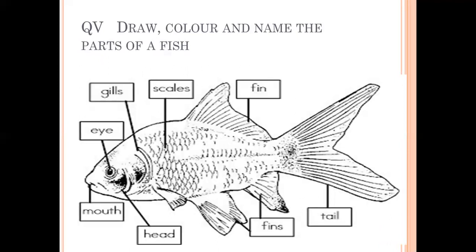Question 5. Draw, color, and name the parts of a fish. So here I've drawn a fish and I've named it. If you see, there are eyes, a mouth, then there is the head, then we've got gills there, there are scales on the body, and it has got fins. Fins on the upper side of the body, and this is the tail. So it's got 2 pairs of fins mostly. I hope you all can see it and let your work be neat.